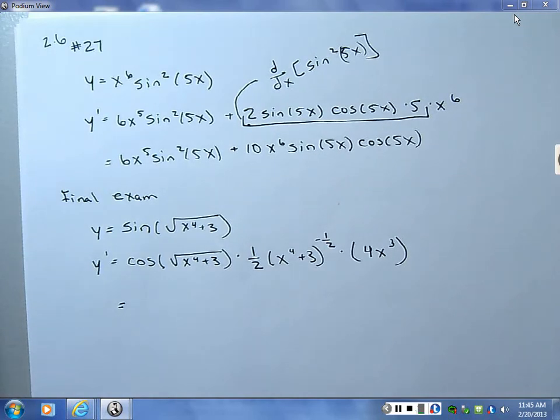So are we using the product rule here? Here we're using all chain rule. The derivative of the outside is cosine, evaluated at the inside, times the derivative of the inside, which would be 1/2 its inside to the minus 1/2. So the derivative of its inside would be 4x cubed.